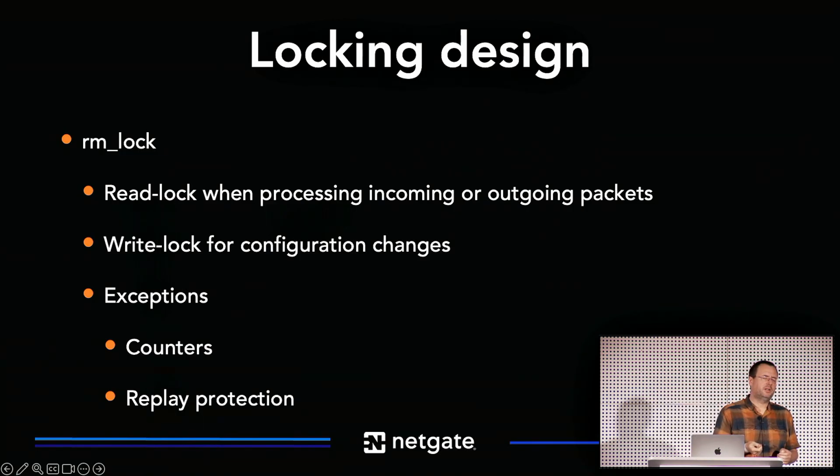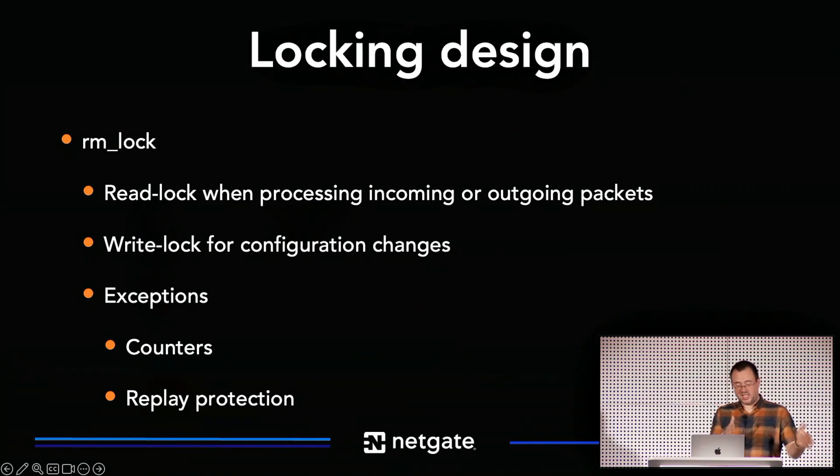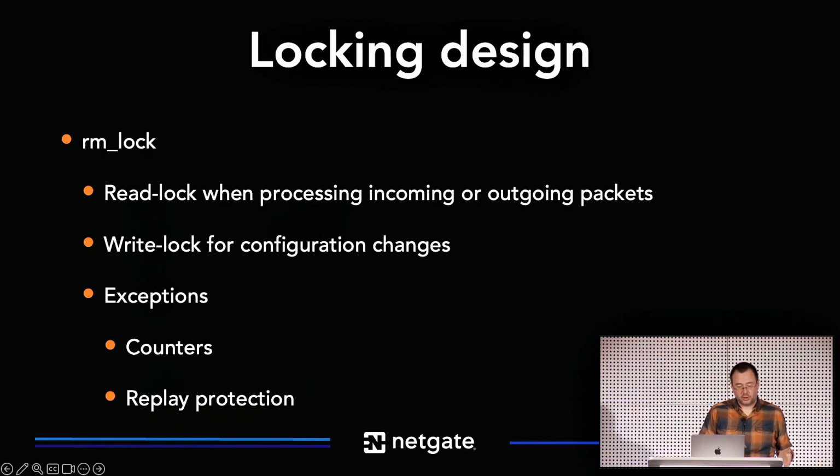OpenVPN packets come with a sequence number, and a mechanism to make sure that sequence numbers don't get reused, essentially to prevent attackers from taking an encrypted packet that they've seen go by. They don't know what's in it, but they can take this packet and send it to the server again and again and again. The replay protection code remembers which packets it's seen before and goes, yeah, no, I've seen that one before, I'm going to throw it away.